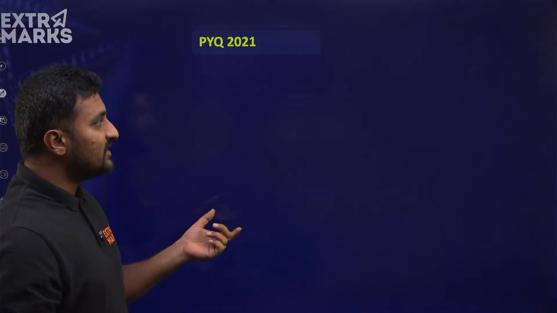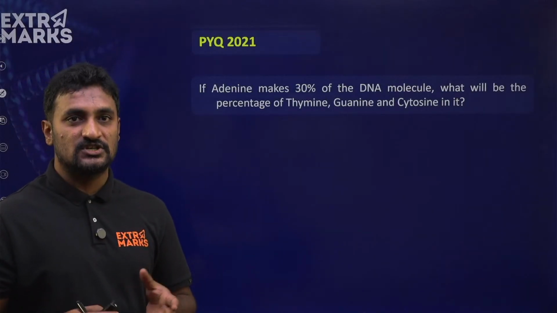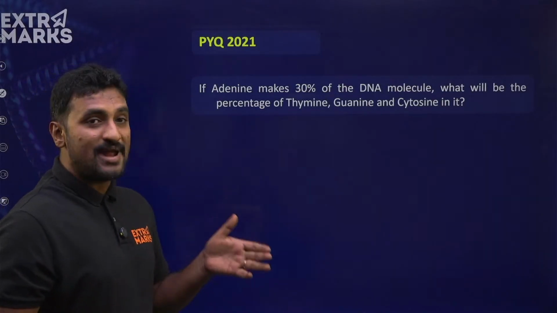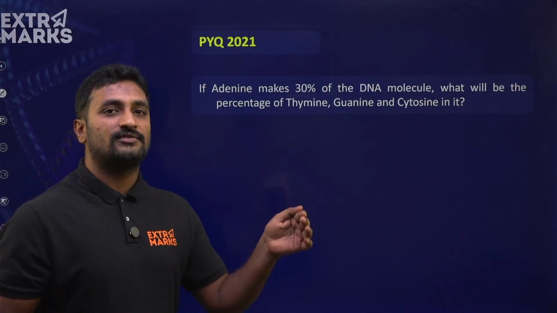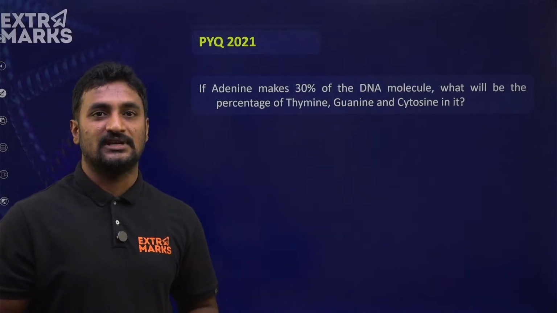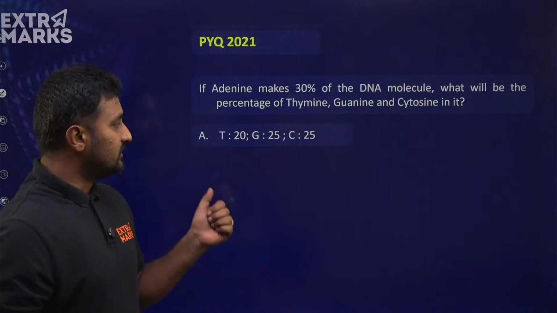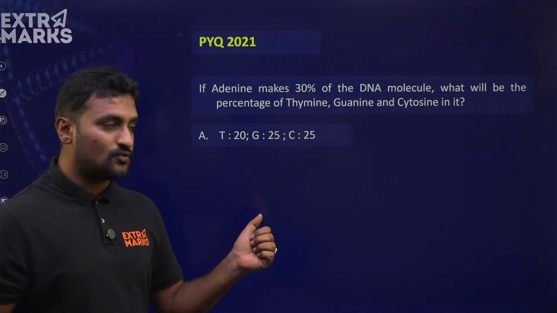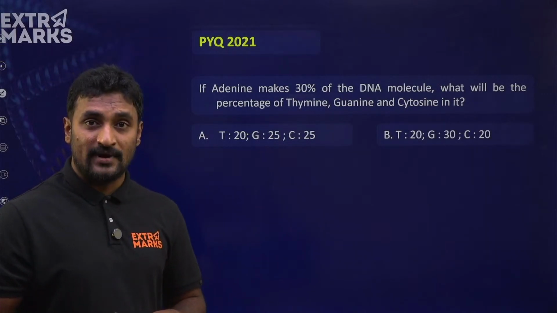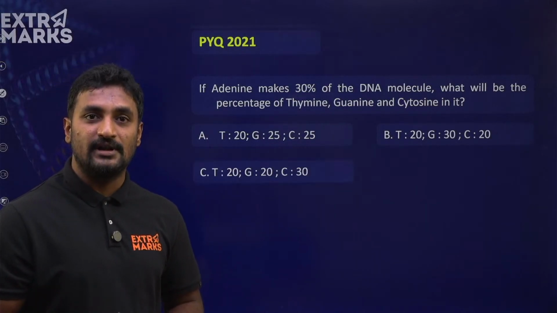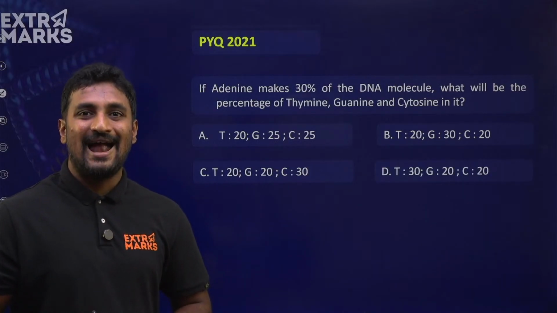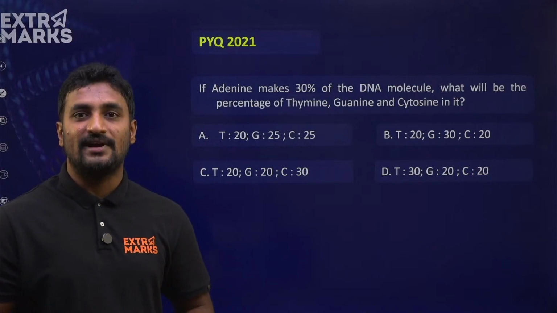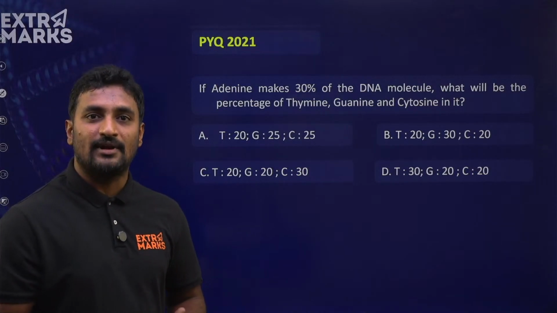For example, in 2021, there was a question which goes like this. If adenine makes 30% of the DNA molecule, what will be the percentage of thymine, guanine and cytosine? A, T is 20, G is 25, C is 25. B, T is 20, G is 30 and C is 20. C, T is 20, G is 20 and C is 30. And D, T is 30, G 20 and C 20. Please write your answer in the comment section.